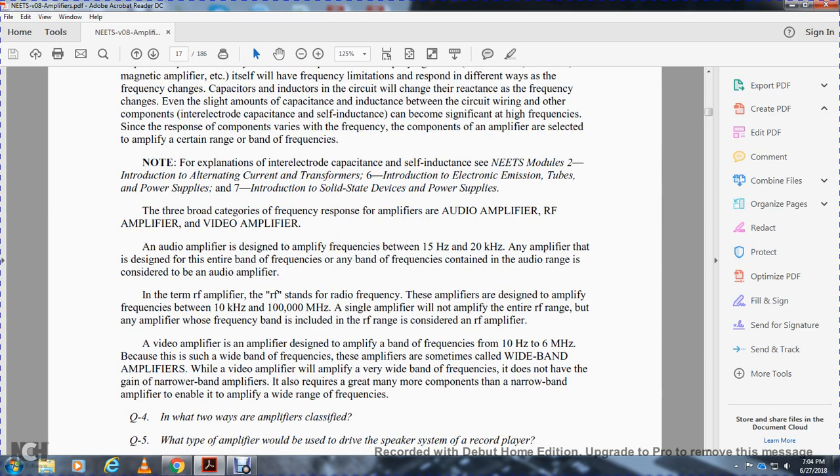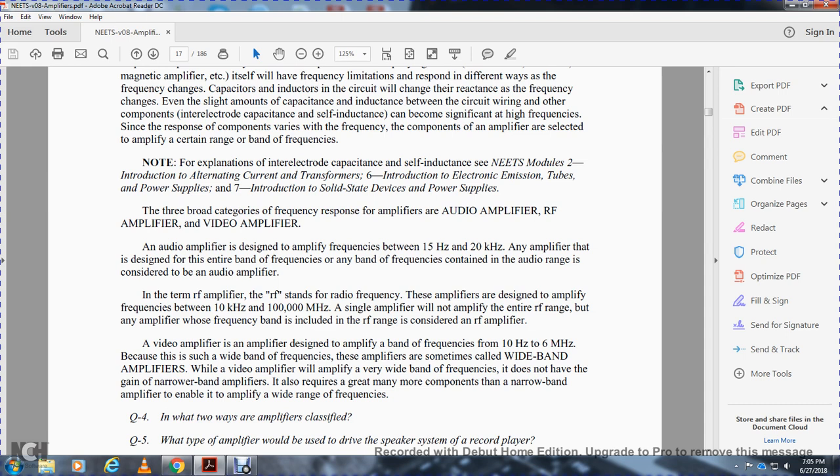Three broad categories of frequency response of amplifiers are the audio amplifier, radio frequency amplifier, and video amplifier. An audio amplifier is designed to amplify frequencies from 15 hertz to 20 kilohertz. An amplifier that is designed to amplify the entire band of frequencies, or a band of frequencies contained in the audio range, is considered an audio amplifier.